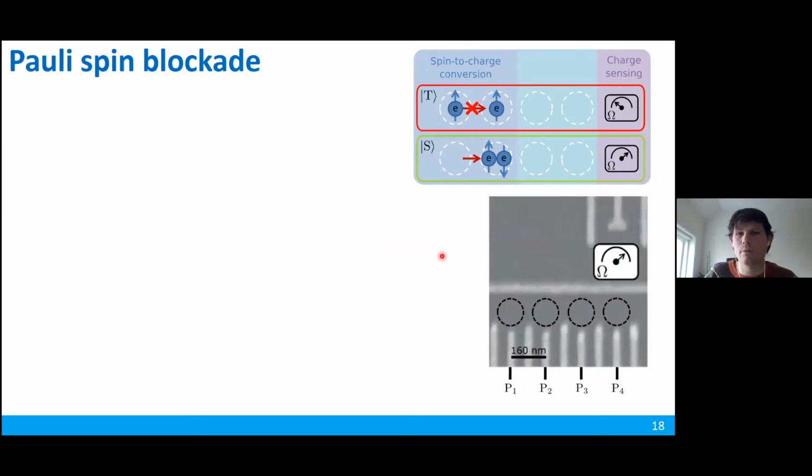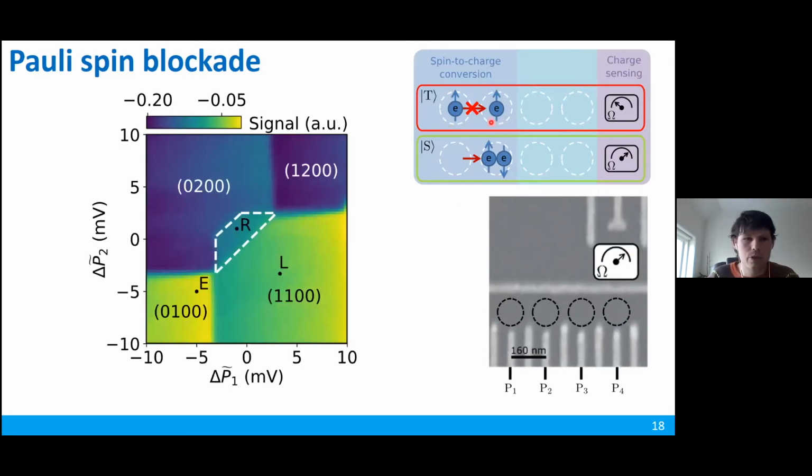Now going back, I'll be going into more detail on the experiment. We'll be looking again at Pauli spin blockade readout as a mechanism. The device that we've done our experiments on looks like the one here in the bottom right. We have a system of four quantum dots, and we have a charge sensor here. We'll be operating the system like we show here. We have two electrons in the two left dots of the system, and we try to push those together.